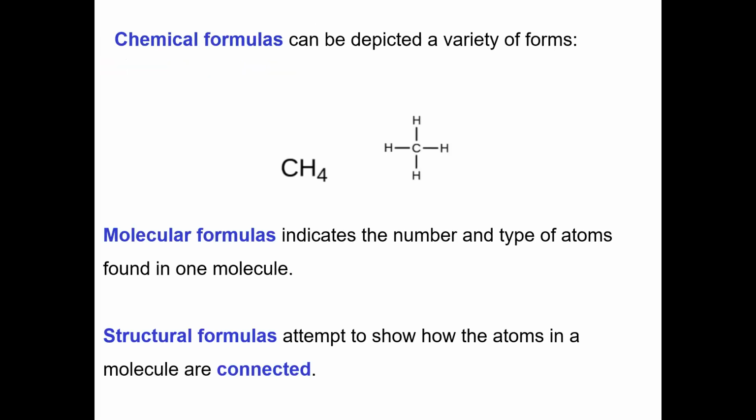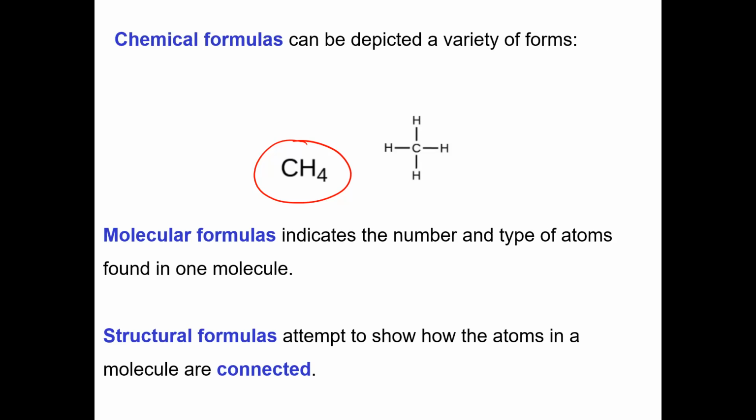In section 2.4, we established the protocols that we'll be using for writing chemical formulas. So chemical formulas can be depicted in a variety of ways. Perhaps the most common way of indicating a molecular formula is with what we call the molecular formula. What the molecular formula does is indicate the number and type of atoms found in one molecule.